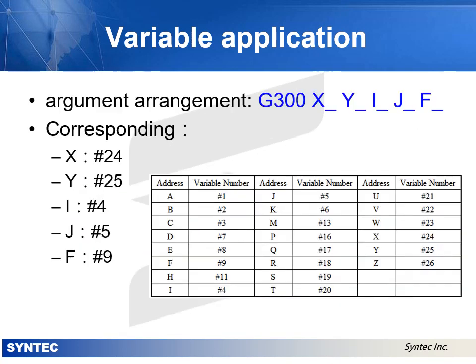In this example, 5 arguments of X, Y, I, J and F are used. The corresponding variables are respectively 24, 25, 4, 5 and 9. The following page will introduce how to assign variables.